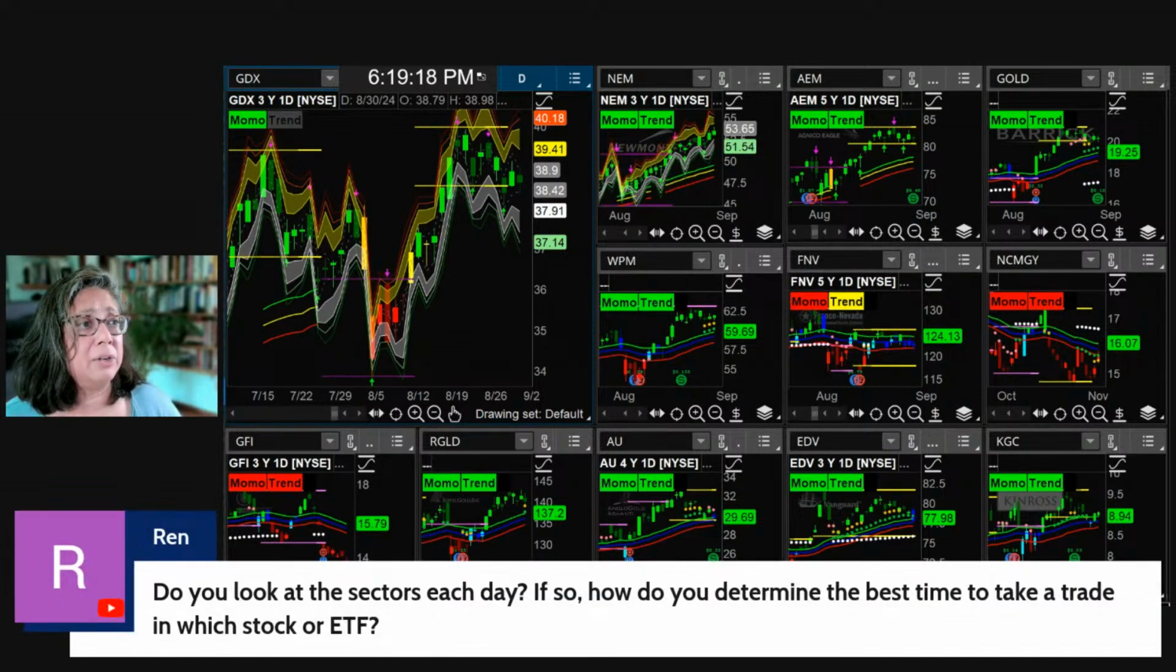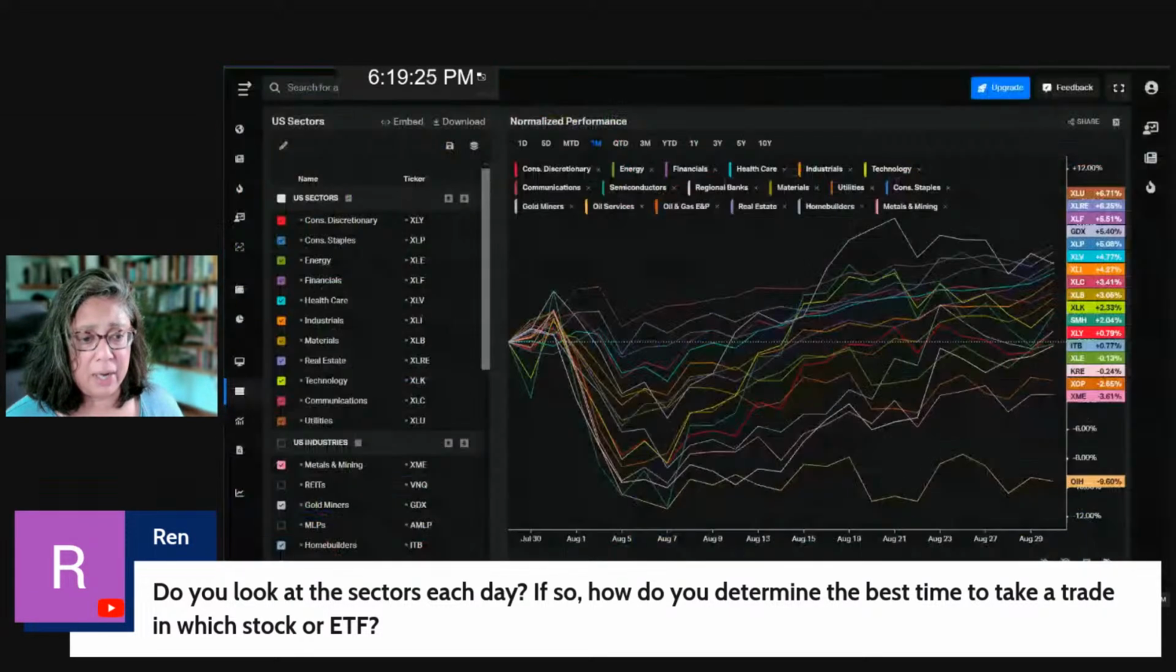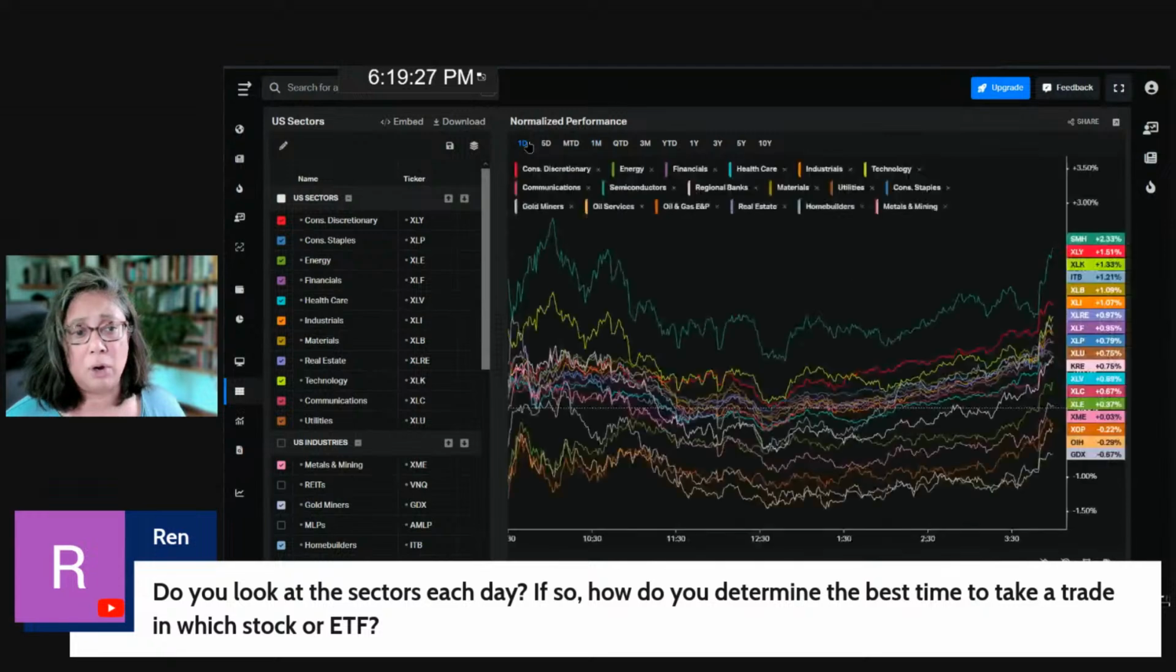Do I look at the sectors each day? I do. It depends on what type of trading I'm doing, but I do look at the sectors each day. If I'm day trading, it's a one-day normalized performance. If it's a swing trade, it'll either be the month to date or the 1 month, but I do look at them almost every day.